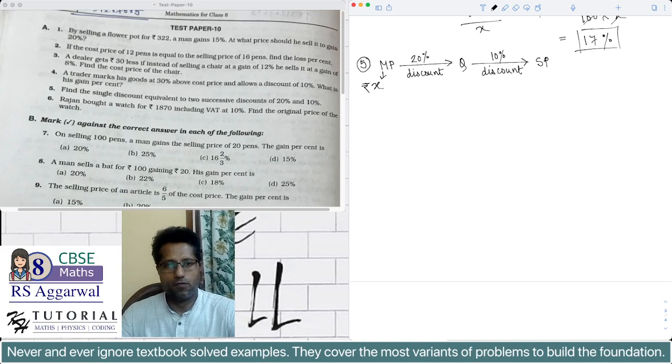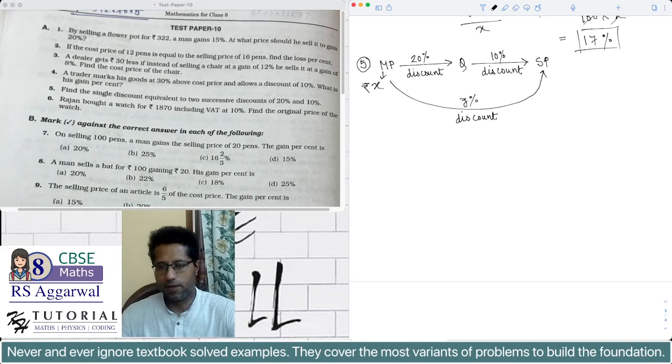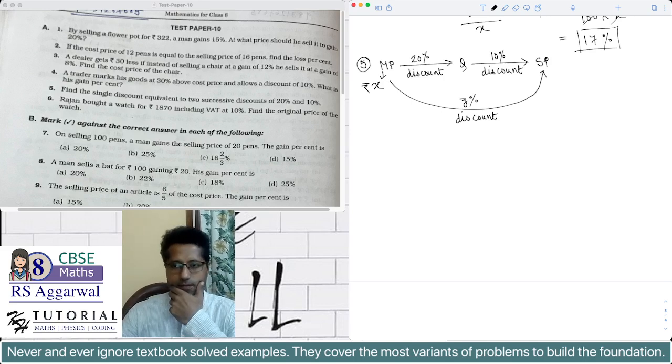Now we have to find the single discount equivalent to two successive discounts. That is, we have to find a single discount, so that if that single discount be, let's say, Z%, then that single discount will give the same selling price which is given by the two successive discounts of 20% and 10% from the same mark price X.